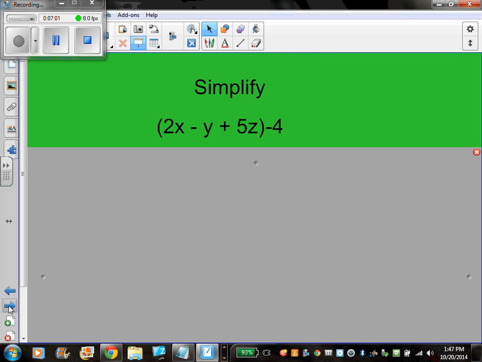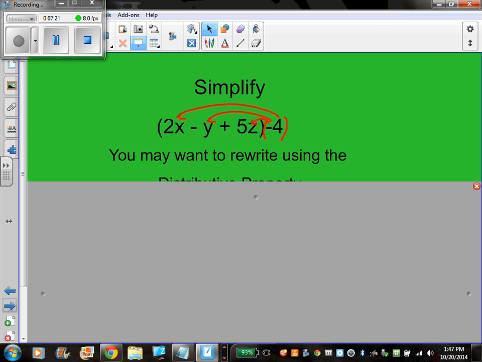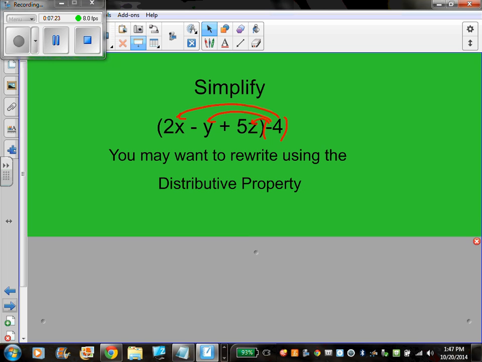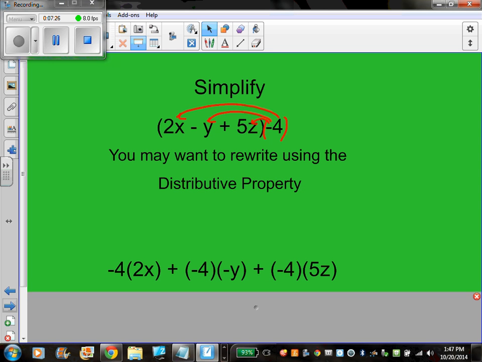Next example. Simplify 2x minus y plus 5z times negative 4. Remember that having negative 4 over here at this end just means that we're going to distribute still. So we distribute here, here, and here. Now when we do that, this is what we end up with.